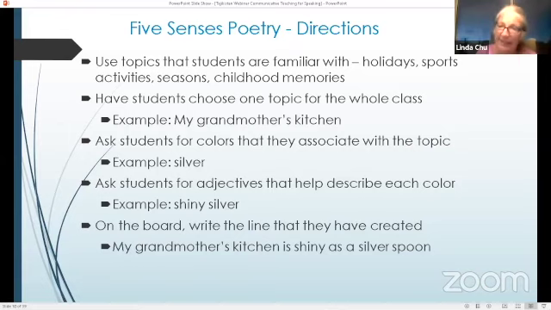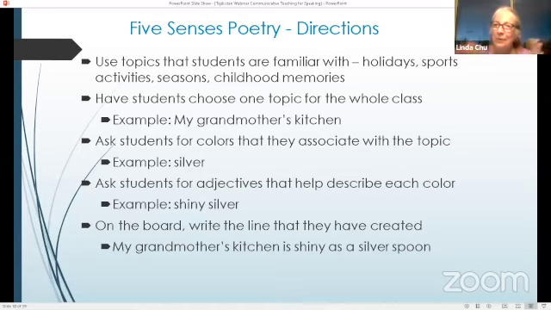And then as a whole group, the whole class is going to choose one topic. You can facilitate that by maybe brainstorming some topics and then having the class vote on which topic they would like to use. In this example, the students chose my grandmother's kitchen, a topic everyone can talk about, right?